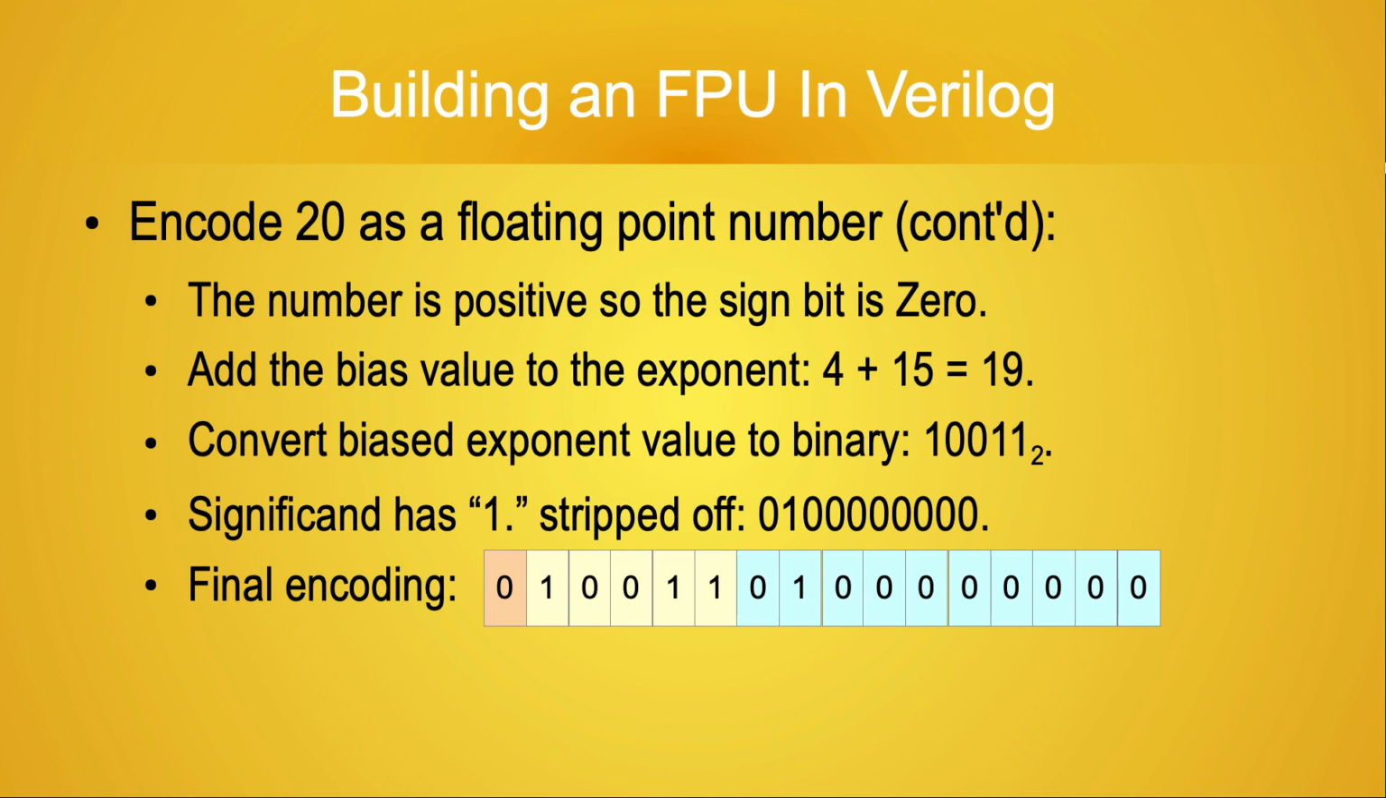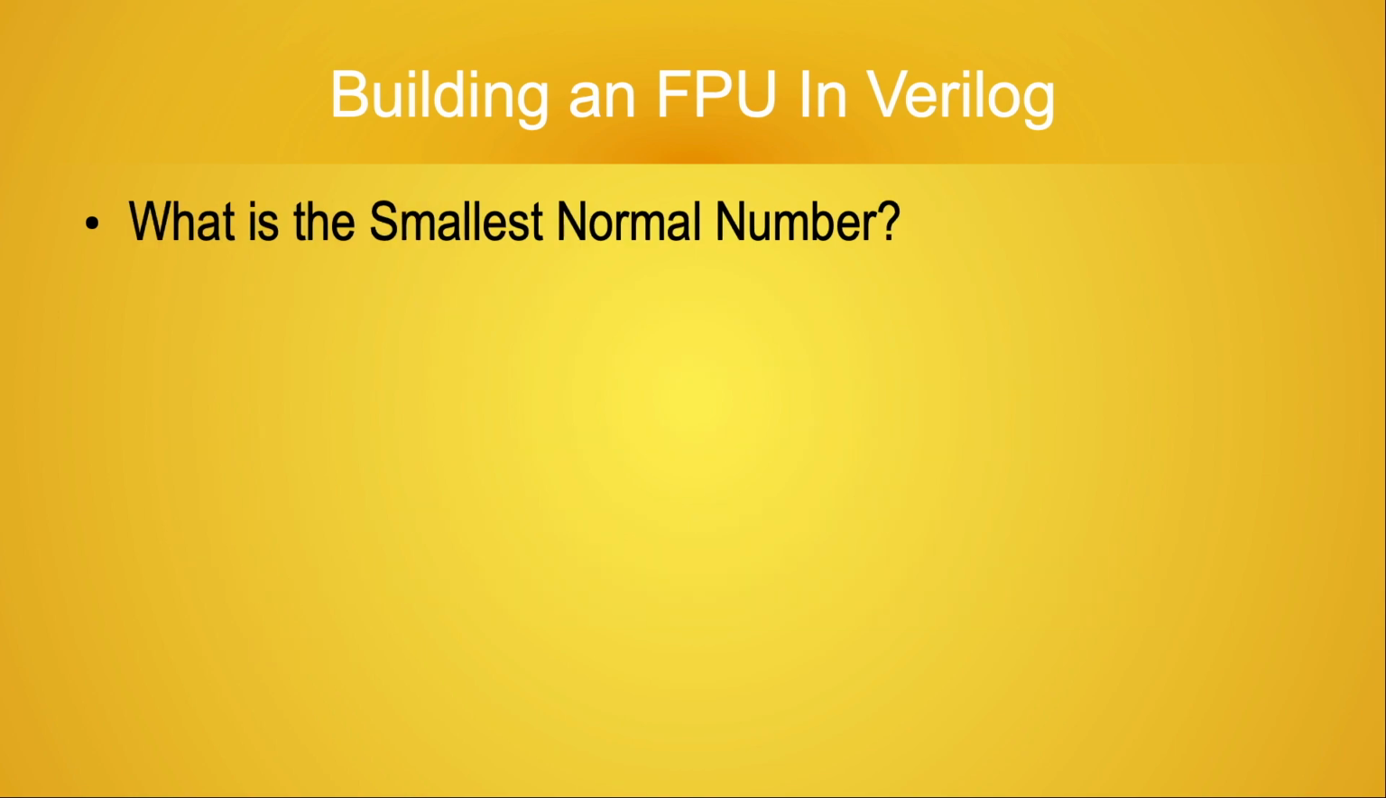Concatenating the sign, exponent field plus the bias adjustment, and the fractional bits of the significand, we determine that the number 20 is represented by the floating point value 01001100000000, or 4D00 in hexadecimal. Now let's tackle subnormal numbers.